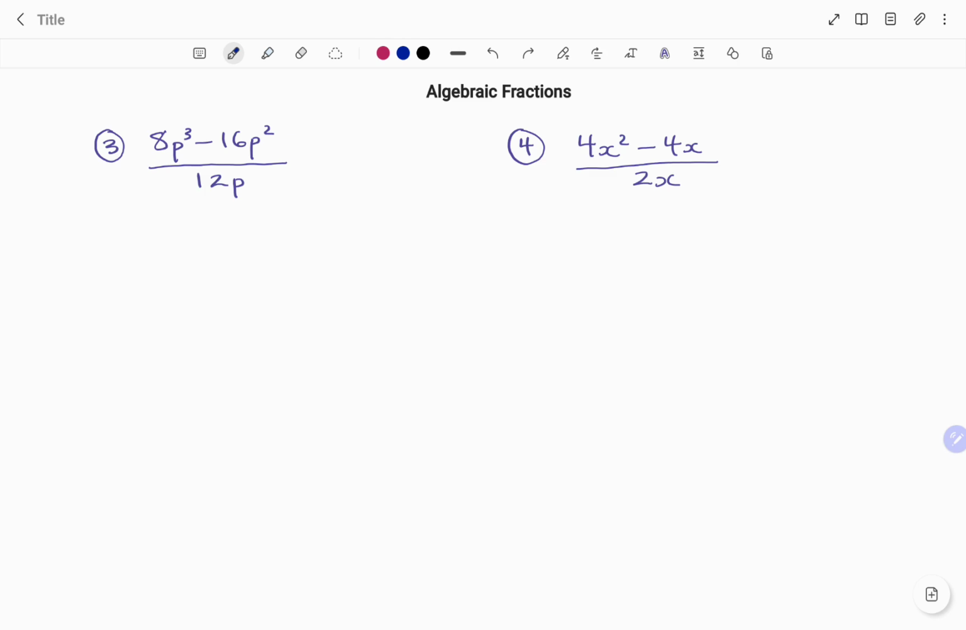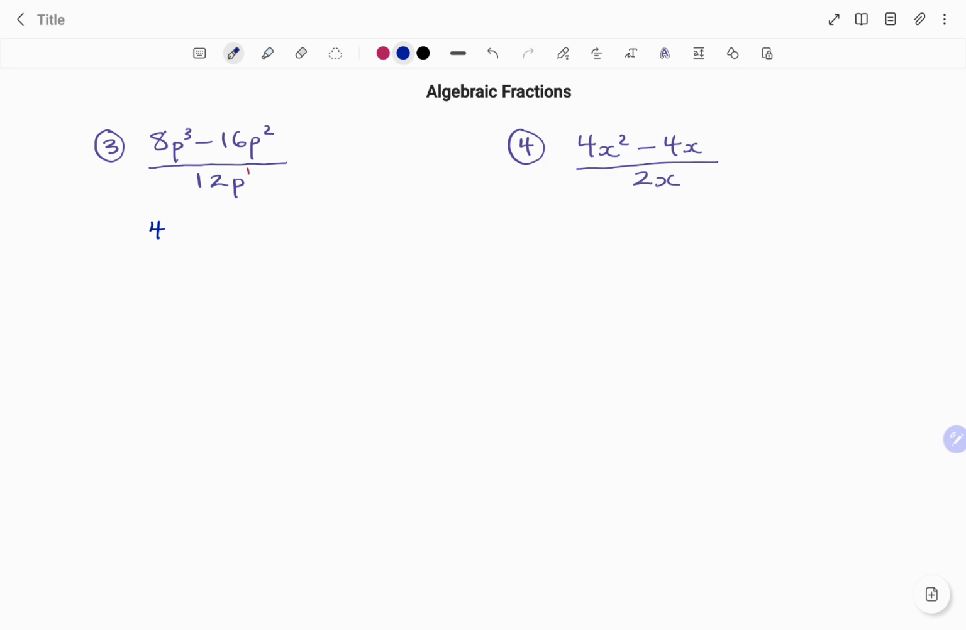In the next example, I have 8p cubed minus 16p squared divided by 12p. Finding the highest common factor for all the constants, 8, 16, and 12, for all the whole numbers, that's 4. Also looking at the variable, they all have p as a variable attached to them. However, like I said in the previous example, I'm going to pick the variable that has the least exponent, and that is p to the power of 1.